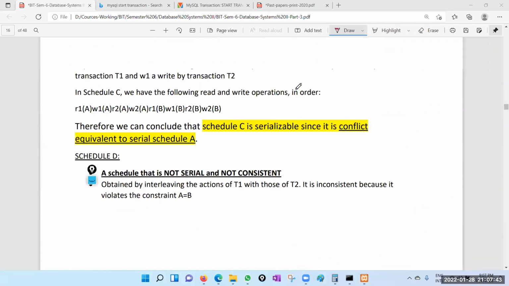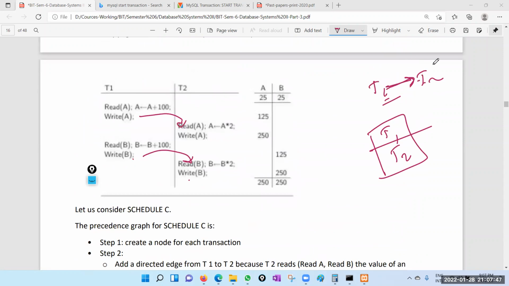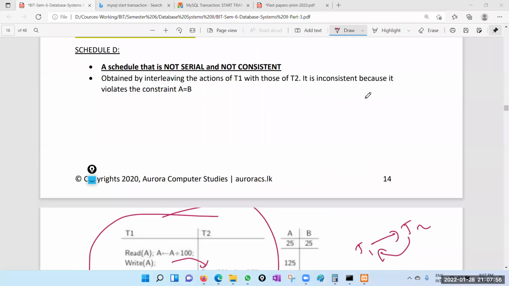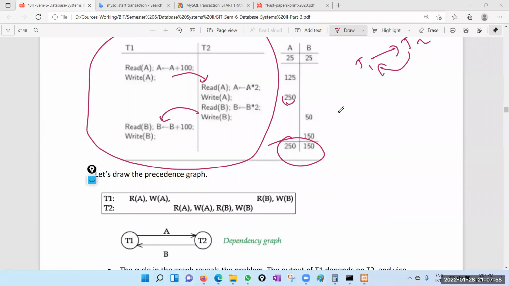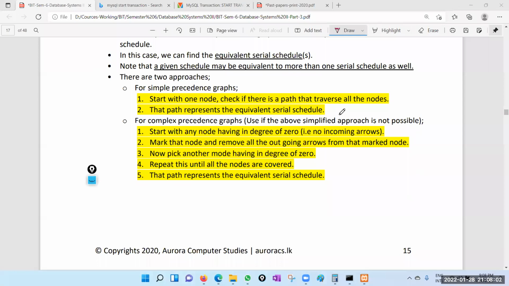So you start with T1 and you go to T2, all are covered. So therefore our equivalent serial schedule is T1 followed by T2. But that is not always going to happen when we have so many transactions. So then we need a more systematic approach. So this is what we have to do.